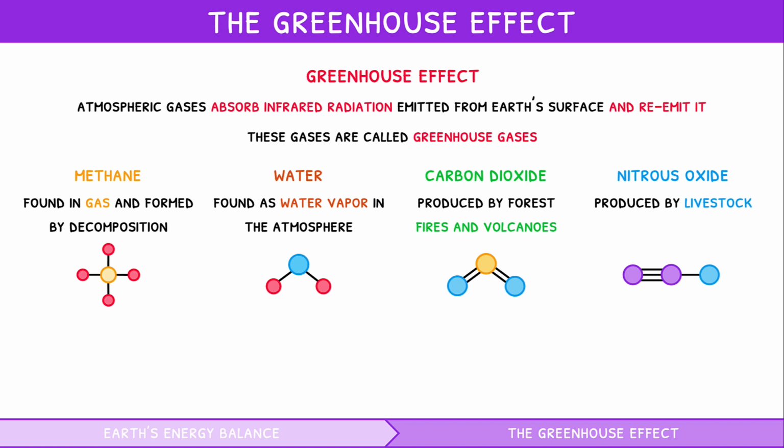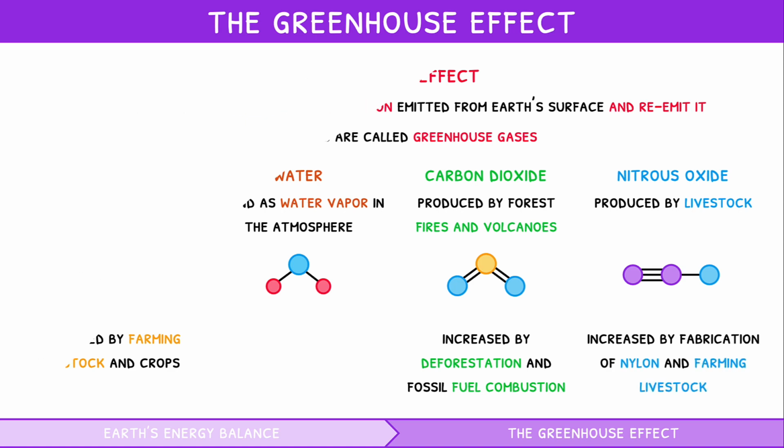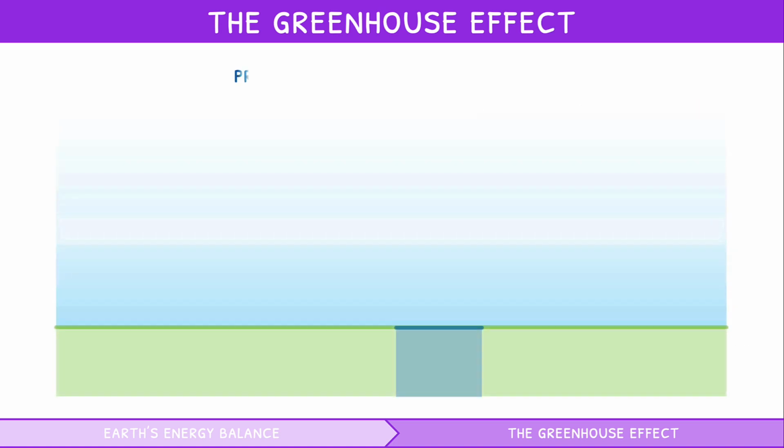You must also recall how humans contribute greenhouse gases. Methane levels are increased by farming livestock and crops. Carbon dioxide levels are increased by deforestation and fossil fuel combustion, and nitrous oxide levels are increased by the fabrication of nylon and farming livestock. So how do greenhouse gases cause the greenhouse effect? Well, the process is as follows.